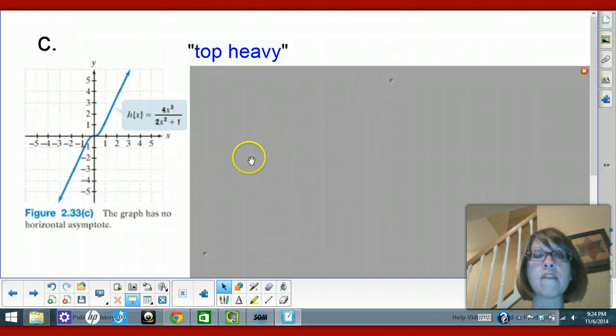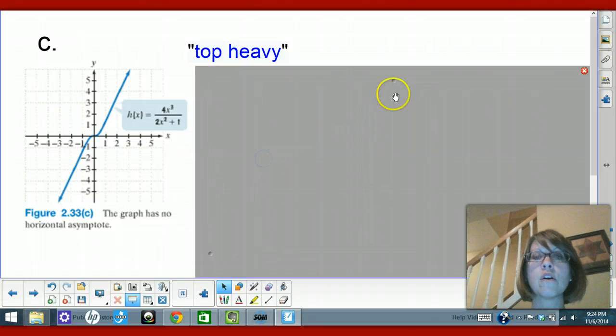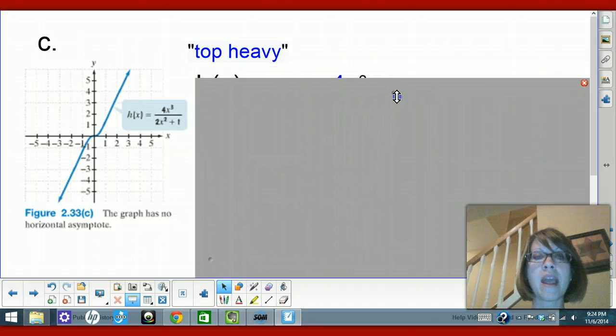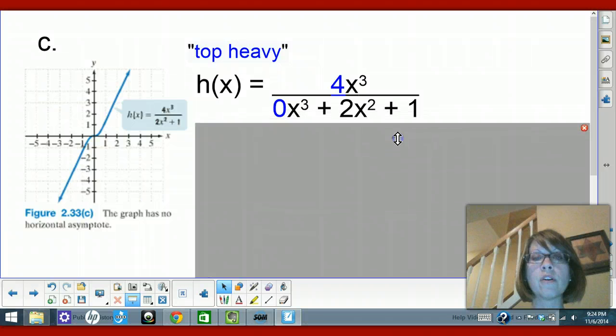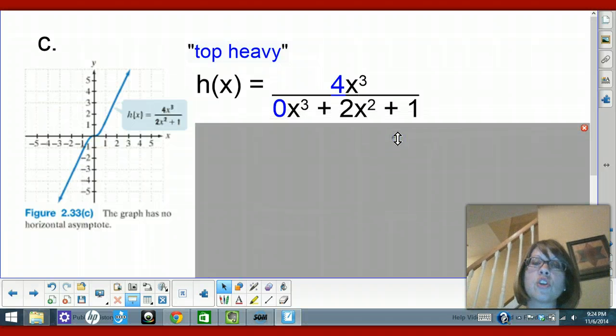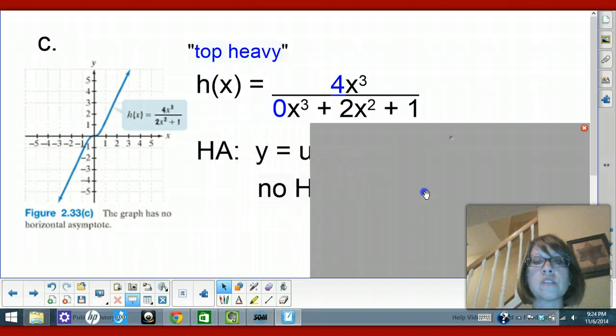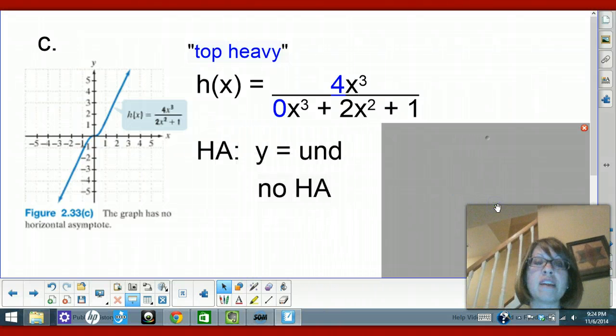So just like in part A, I added a 0x squared to the numerator. Here I'm going to add a 0x cubed to the denominator. So to find our horizontal asymptote, we are going to be taking 4 over 0. And 4 over 0 is actually undefined. So if you have something that's top heavy, you're going to get this undefined ratio, which means we're not going to have any horizontal asymptotes. Okay.